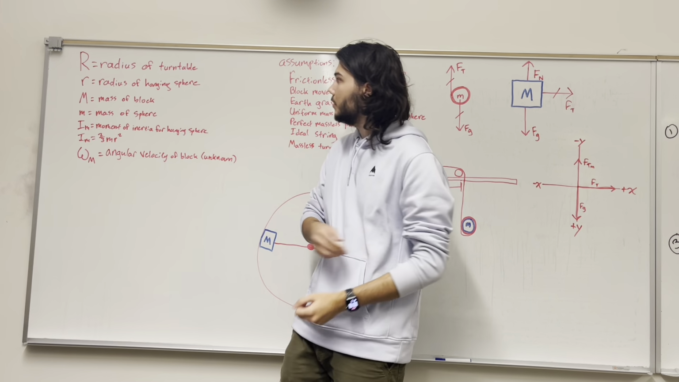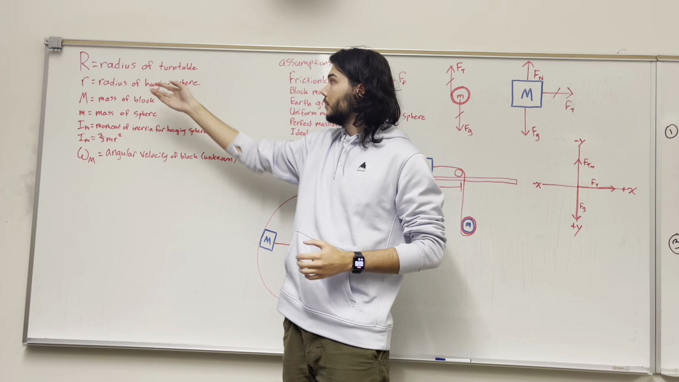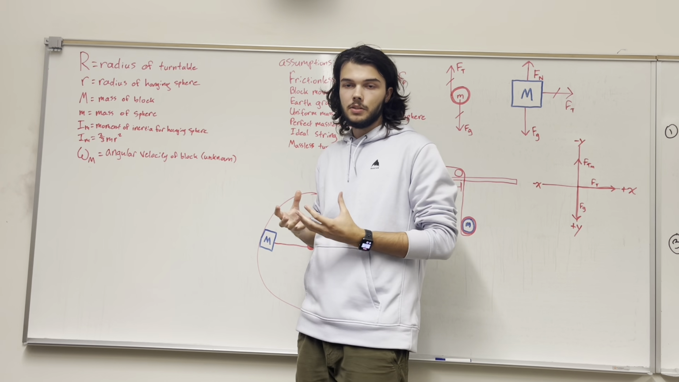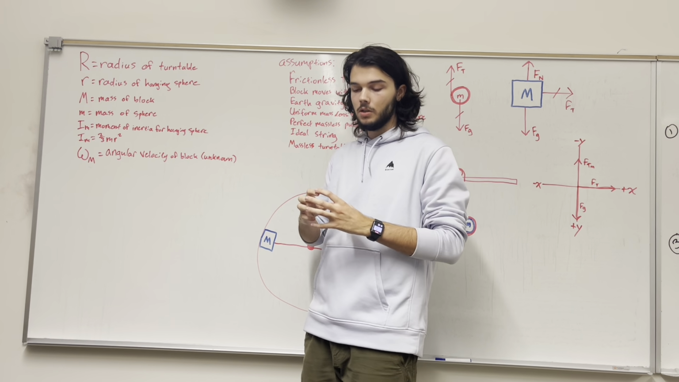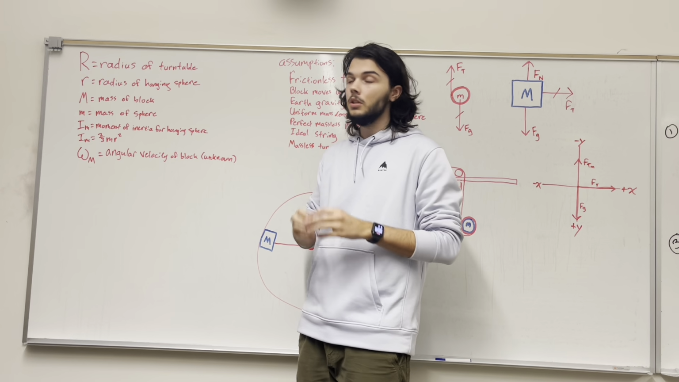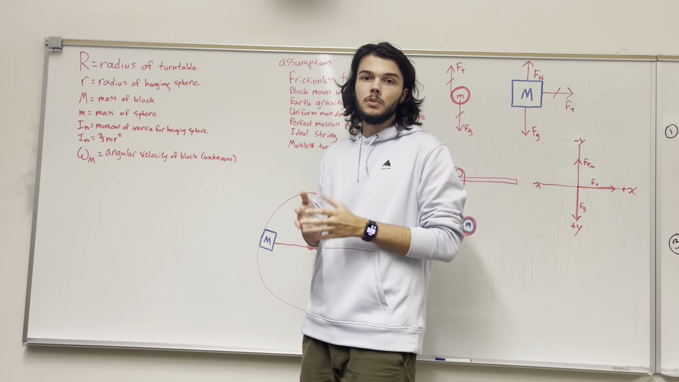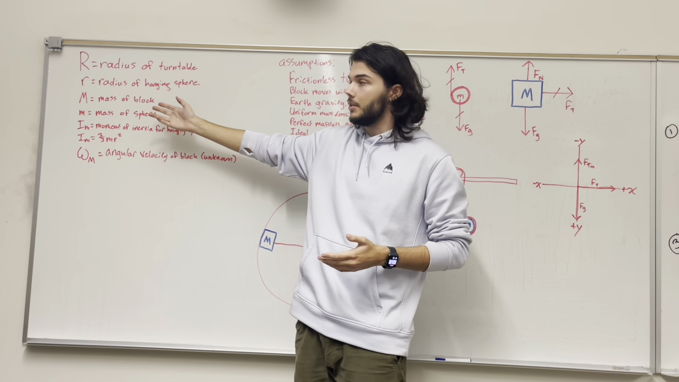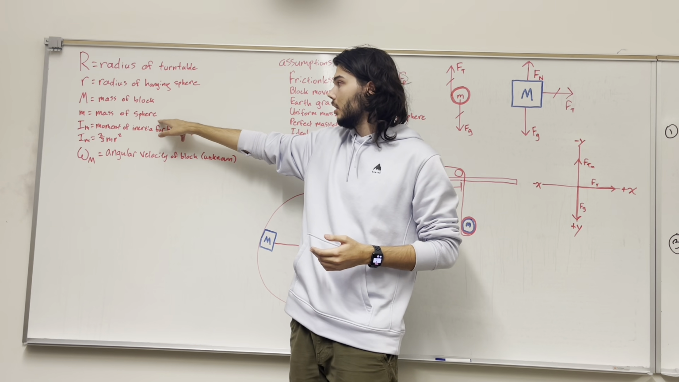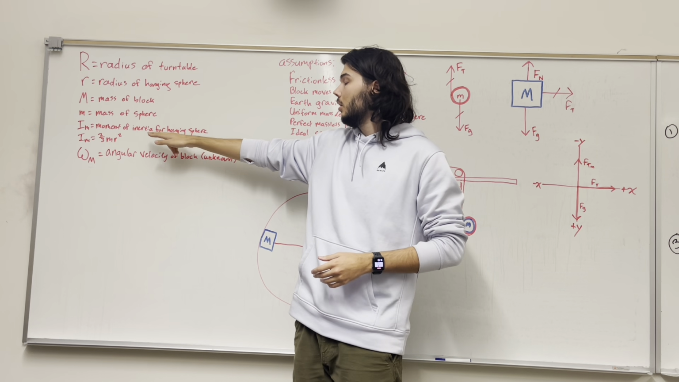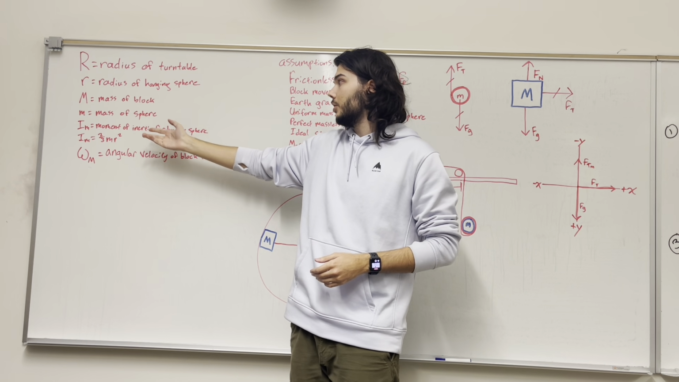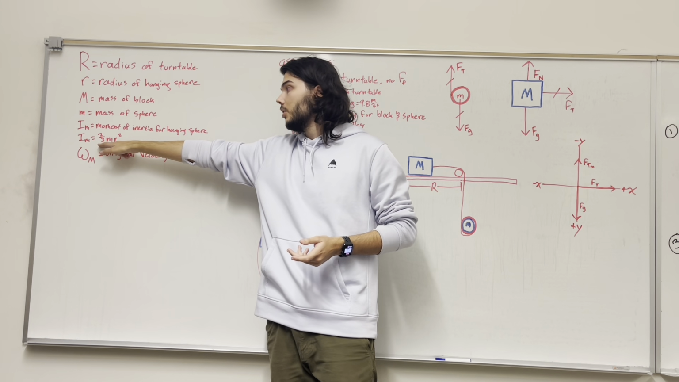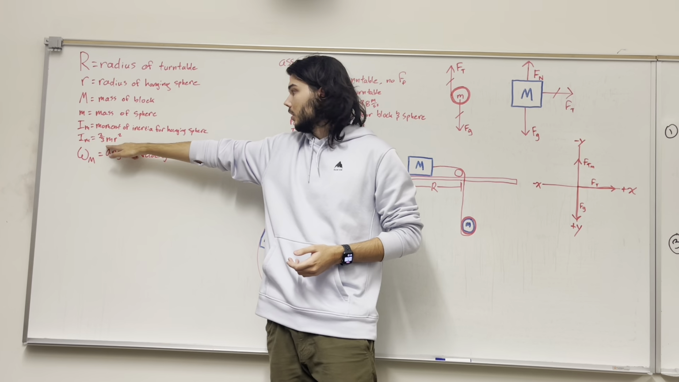So our variables: we've got our capital R, that's the radius of the turntable. We've got our little r, which is the radius of the hanging sphere. And from the problem, we know that the hanging sphere is hollow, so we can assume that it's a completely hollow sphere. We've got our big M, which is the mass of the block on the turntable. We've got our little m, which is the mass of our hanging sphere. We've got our I sub m, which is the moment of inertia for the hanging sphere. Because it's hollow, that's going to be 2/3 little m, little r squared.